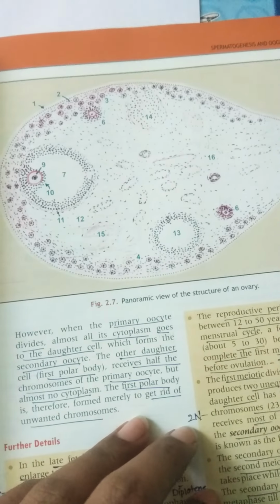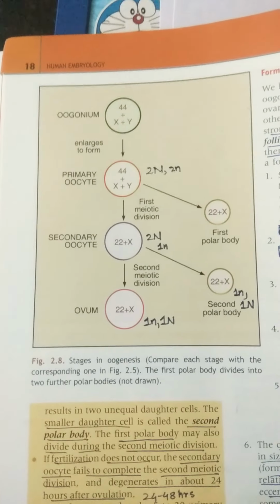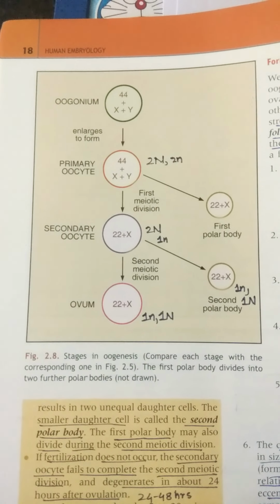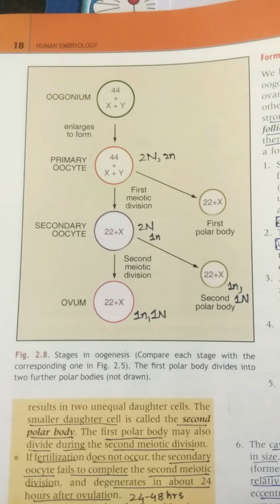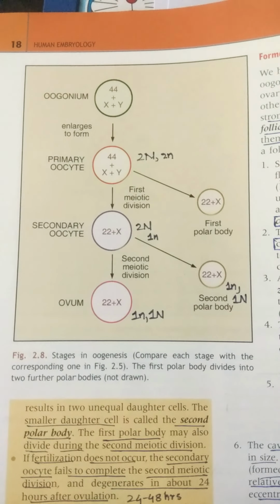So with this we know the panoramic view of the structure of the ovary. We already know about the ovary a lot; we discussed it. So these are the stages of oogenesis. Oogonium forms primary oocyte. Primary oocyte undergoes the first meiotic division to form the first polar body. Secondary oocyte forms the second polar body in the second meiotic division, to form finally the ovum. So these conditions we already know from meiosis.